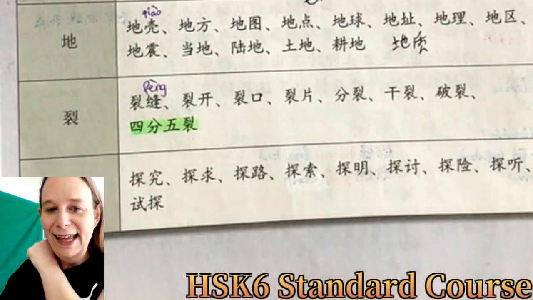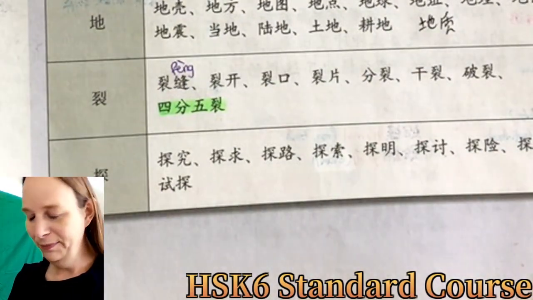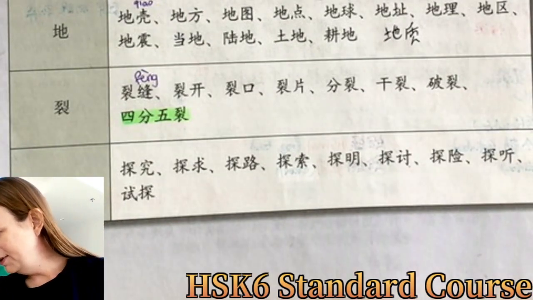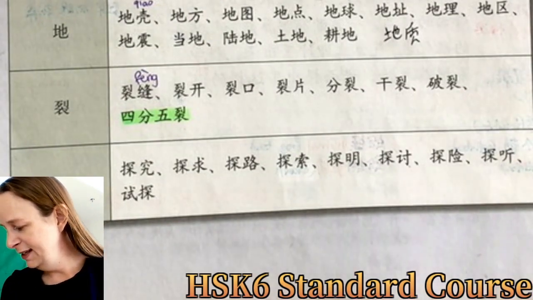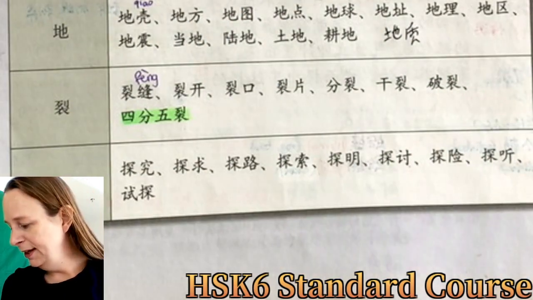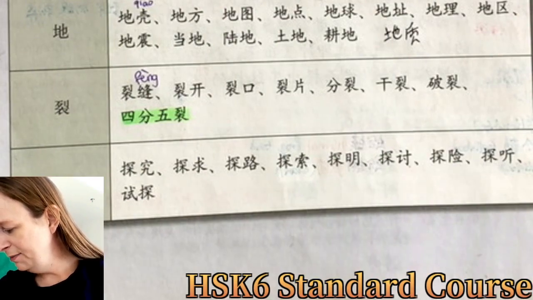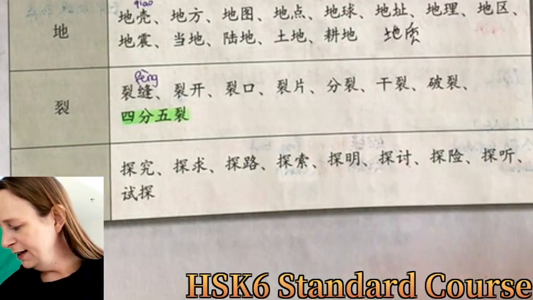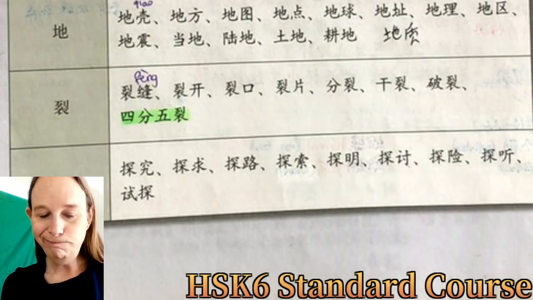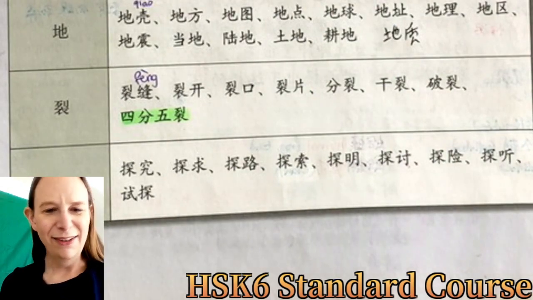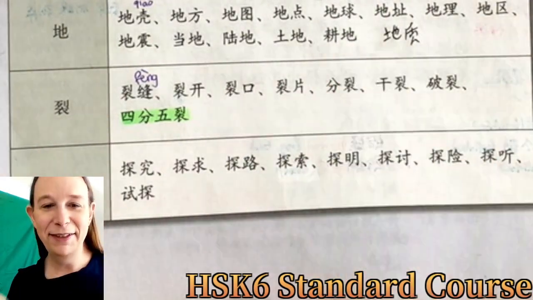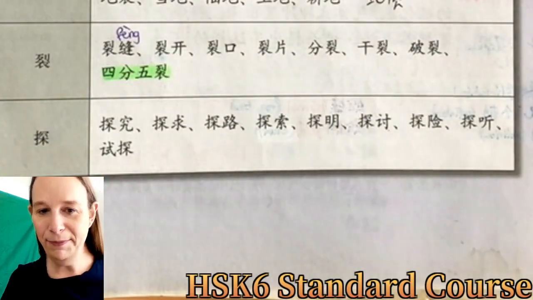All right, next, 探索的探. I use 探索. What other ones? 探论, 探险, okay, let's see what we got. 探究, 探求, 探路, 探索, 探明, 探讨, 探险, 探听, 试探. I don't really know these words, I'm going to be honest. Yeah, it's like D was very easy, but 探 was a bit harder. Let's see what we got here.